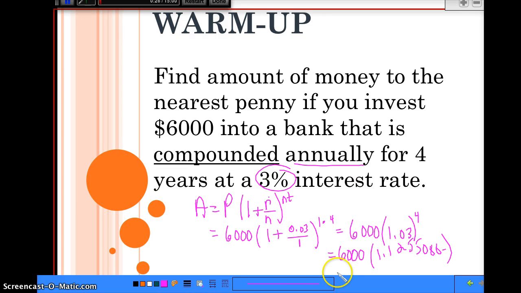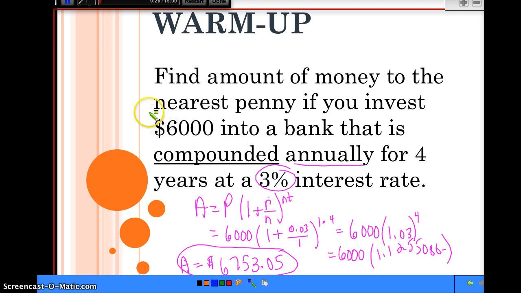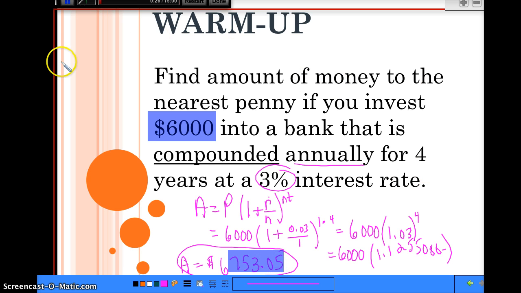It comes up to, I'm going to write it over here, $6,753, and rounding it off to 5 cents. So that's how much money you're going to be able to collect back out at the end of 4 years, which means, if you think about this, you put in $6,000. So if you subtract that back off, you've made an interest of $753.05.